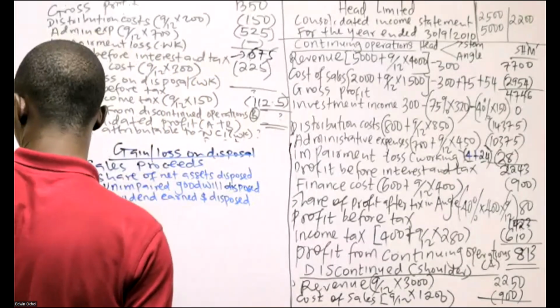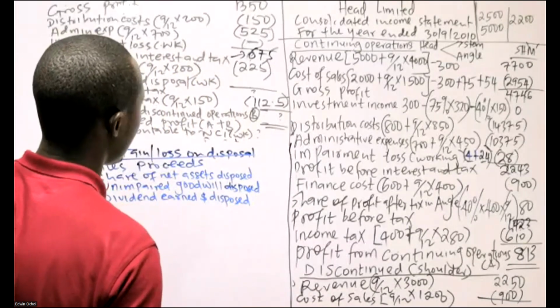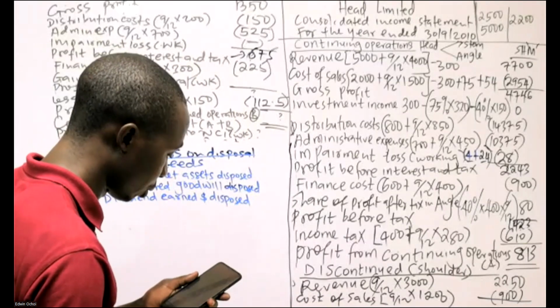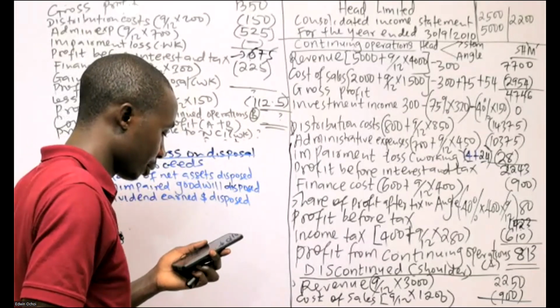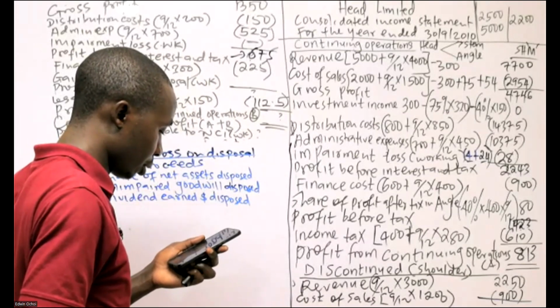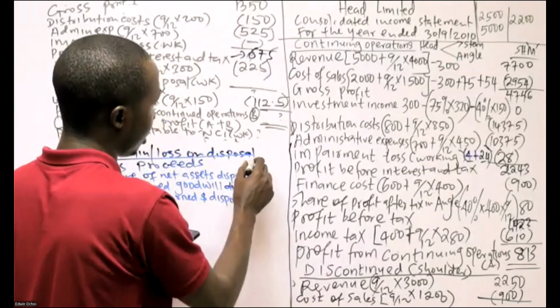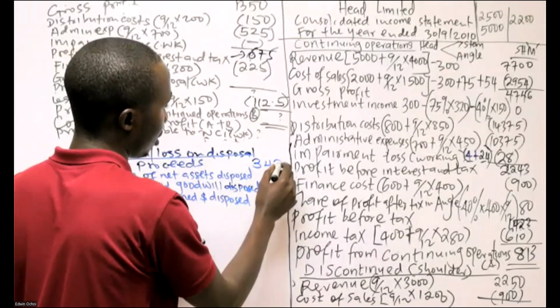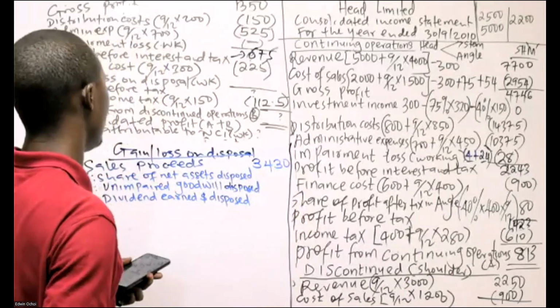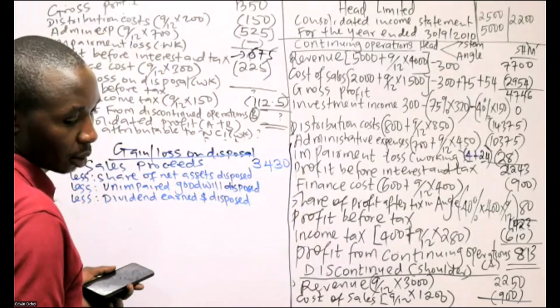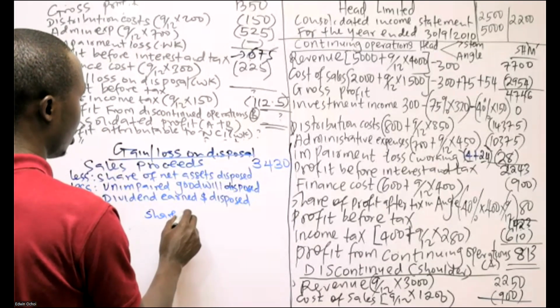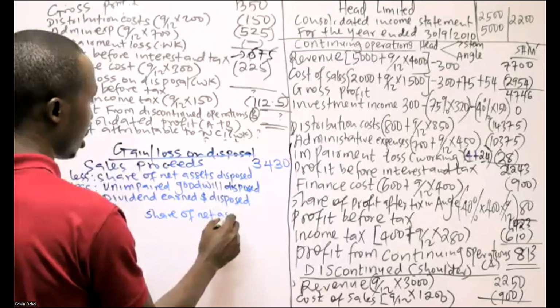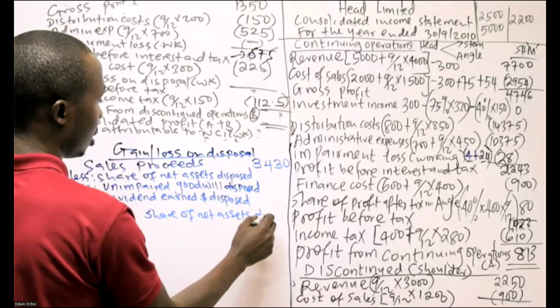So sales proceeds, once they disposed Shoulder, they received what? According to note 3, remember, Shoulder was disposed on July 2010 at a price of 34.90. Share of net assets disposed, that is another small working we do.